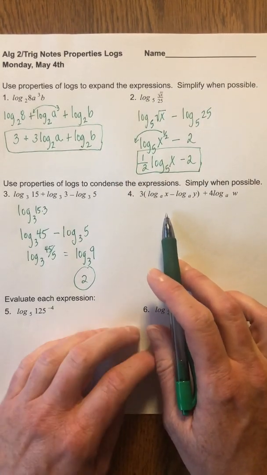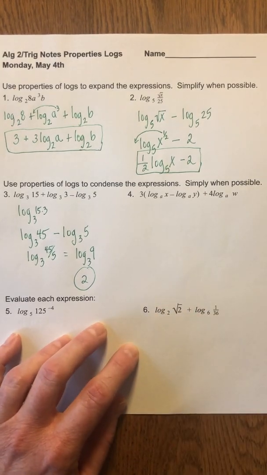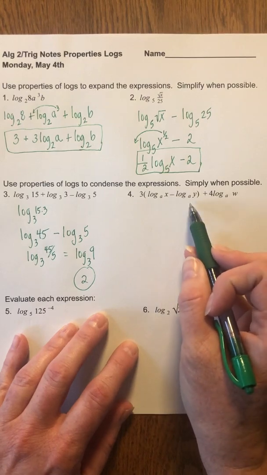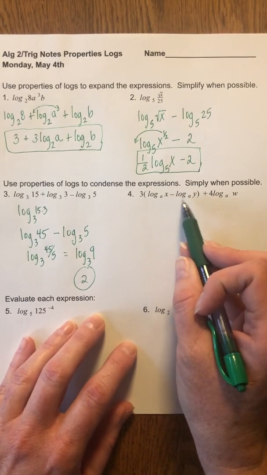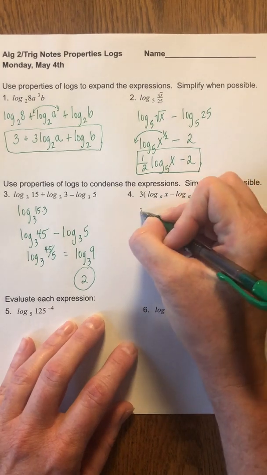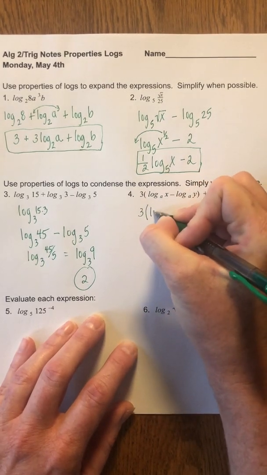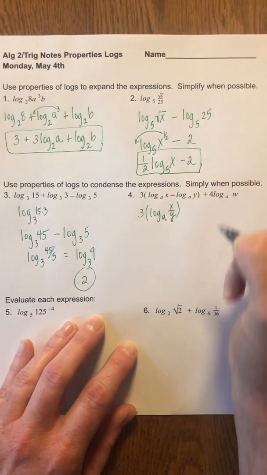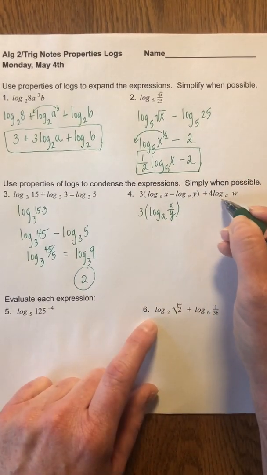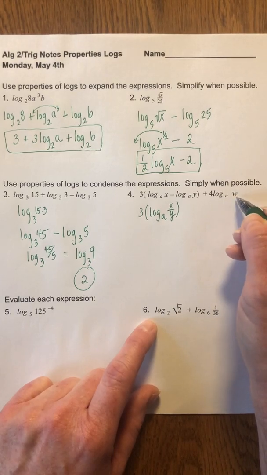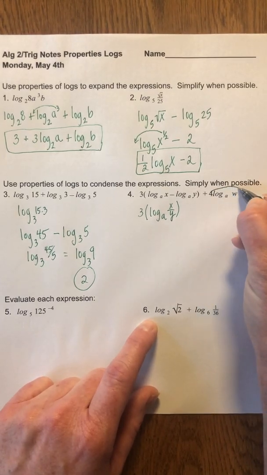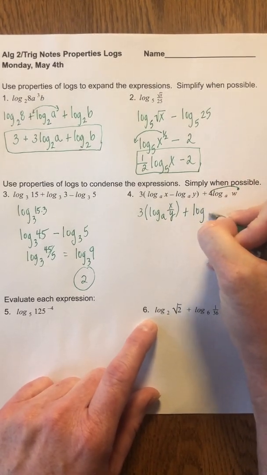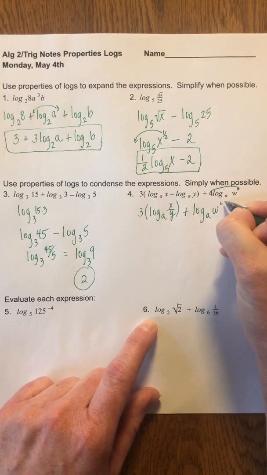Number 4, we're going to use the properties to condense and then simplify when possible. All right, just like any math problem, we're going to do what's in parentheses first. Here I have log base a and I have subtraction. So inside the parentheses, I can write log base a, and x and y I'm going to show as division. Over here with 4 times log base a of w, I'm going to use my property and move the 4 over here to the w. So I'm going to put plus log base a w to the 4th.